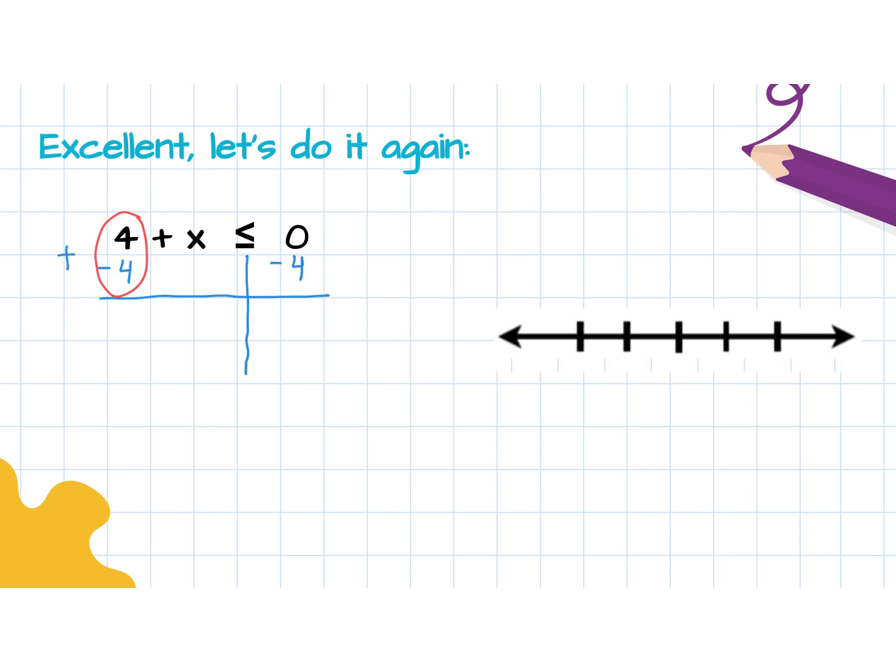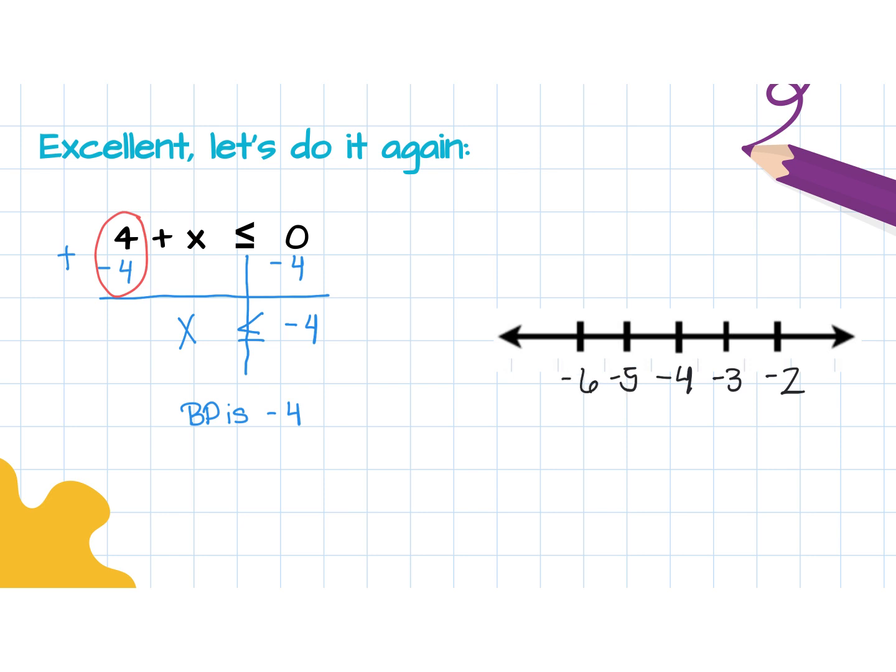So what's left on the left? X. And that is going to be less than or equal to -4, because 0 plus -4 is -4. So our boundary point, in this case, is -4. So I'm going to go over to my number line. I'm going to put -4 right there in the middle. -3, -2, -5, and -6.